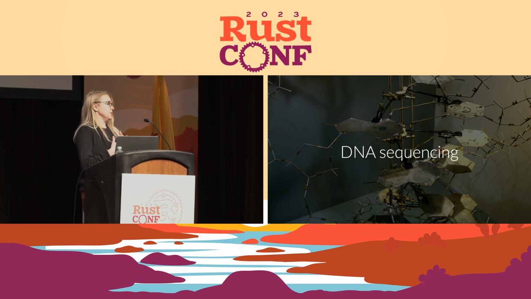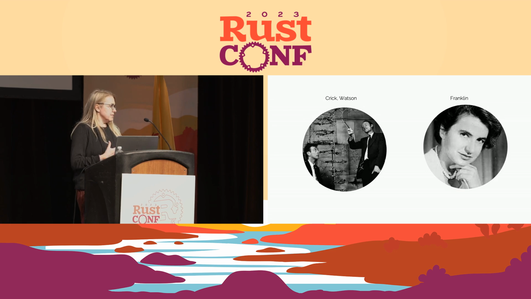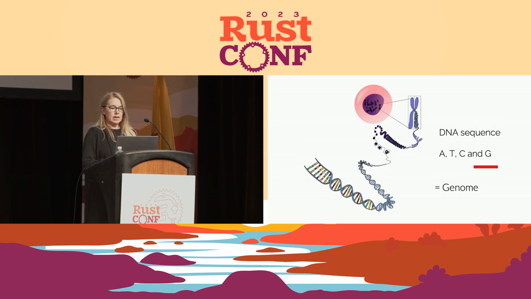But today I'm going to talk to you about DNA sequencing. And DNA sequencing is important because the structure of the DNA was solved by Watson and Crick and Rosalind Franklin back in the 1950s. And DNA itself is made up of chemical building blocks of three types. So there's a phosphate group, a sugar group, and one of four nitrogen bases. And the sequence itself is a string of just A, T, C, and G. And these are the bases on the sequence.